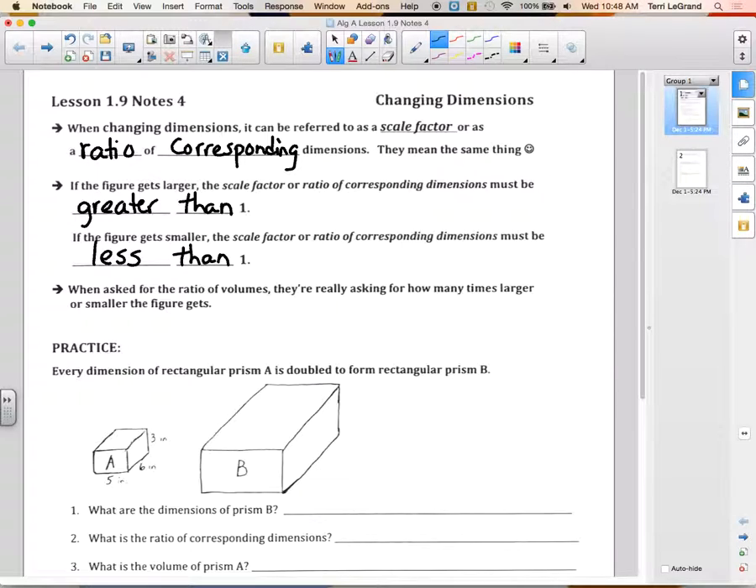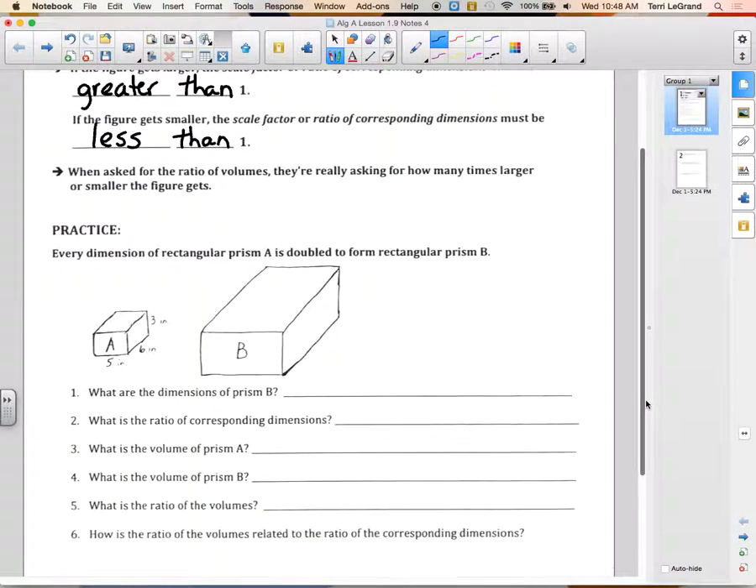Now we're talking about three-dimensional objects. When we're asked about the ratio of volumes, this is what we're focusing in on today. Let's put a box around that. Ratio of volumes. How do their volumes compare? They're really asking us how many times larger or smaller the figure gets. Here's an example of a three-dimensional object. What's this called? This is a cube because it's a 3 by 3 by 3. If its dimensions are changed, basically we're asking how the volume changes. How much smaller does it get, or how much bigger does it get?